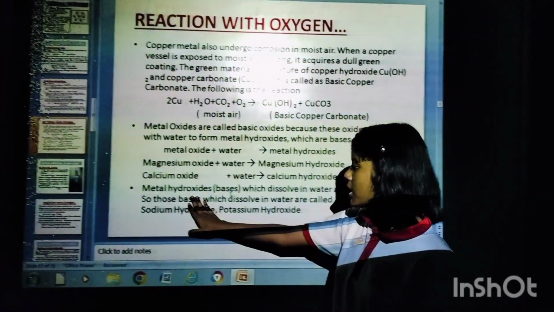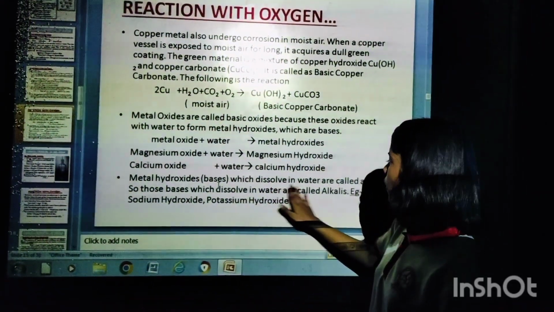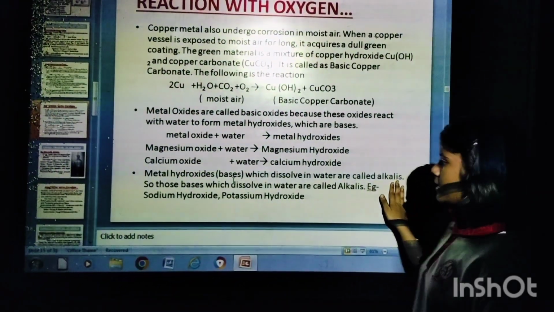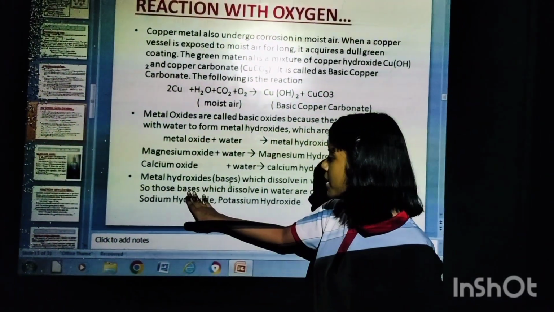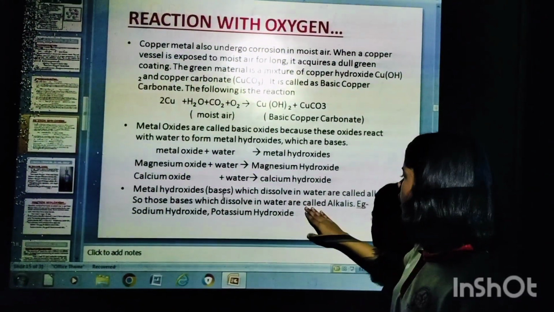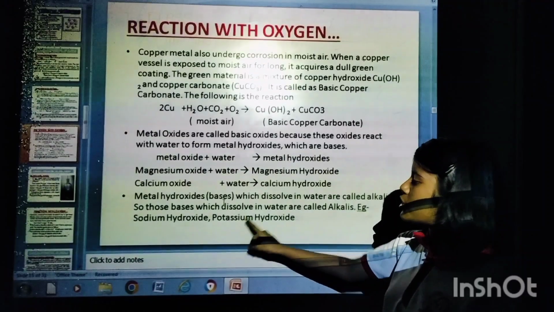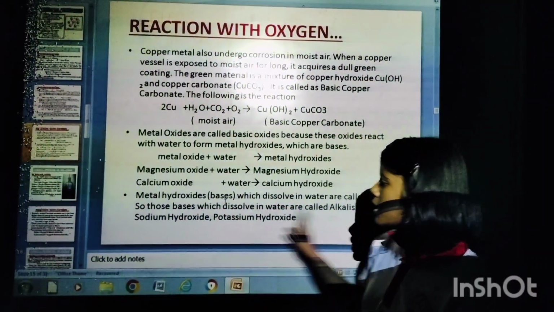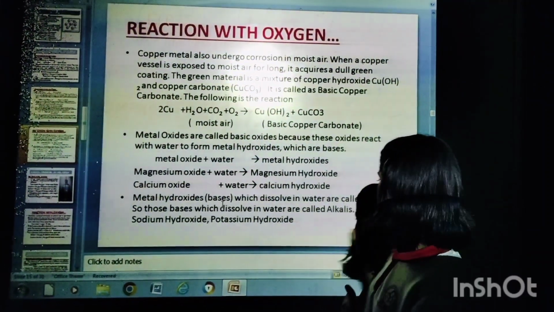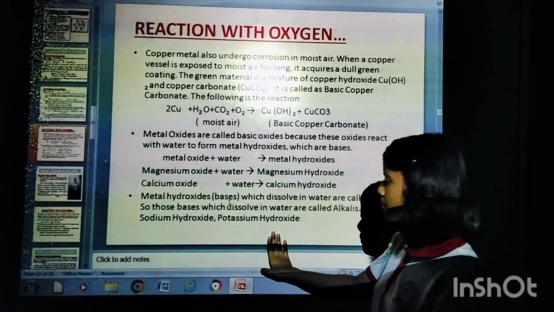Metal hydroxides, the bases which dissolve in water, are called alkalis. Bases which dissolve in water are called alkalis. For example, sodium hydroxide and potassium hydroxide.